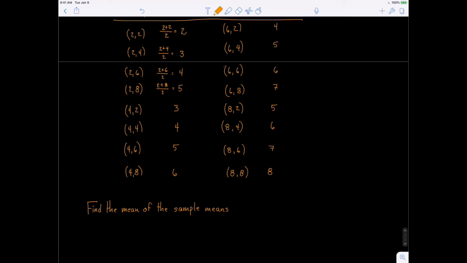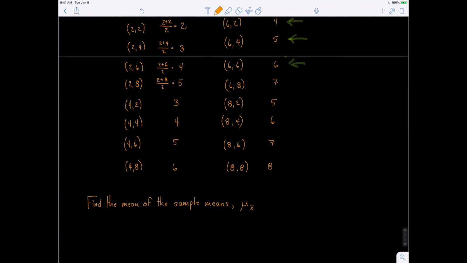All right, here we go. So now, this is kind of a strange idea, but these are our sample means. All of these little values here, we've got 16 of those. Those are the sample means. We want to find the mean of those. And we're going to call the mean of the sample means, we're going to use this symbol mu with an x bar as the subscript. That means the mean of the sample means.